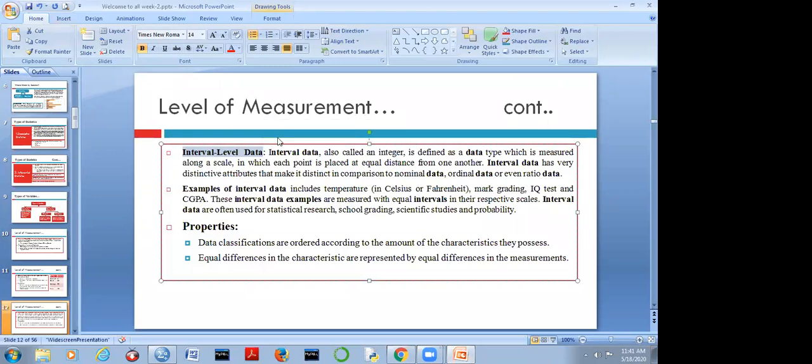So interval data means data which is also called an integer, and data is measured in scale form. यहाँ से यहाँ तक, यहाँ से यहाँ तक, in this range, in this range. Interval data, also called an integer, is defined as a data type which is measured along a scale in which each point is placed at equal distance from another.